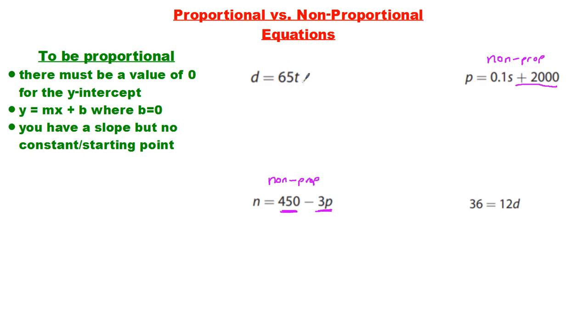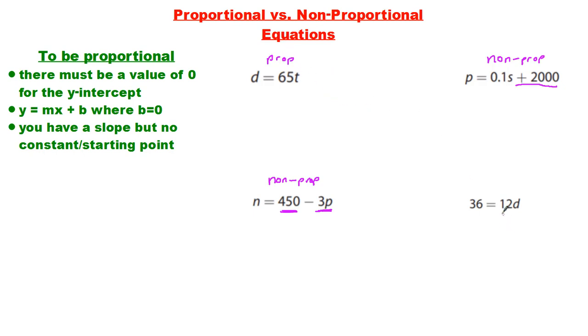For this one, I'm not adding or subtracting anything extra. This is just a direct relationship. I just multiply by 65 every single time. I'm not adding or subtracting anything else afterwards. So this is going to be proportional.